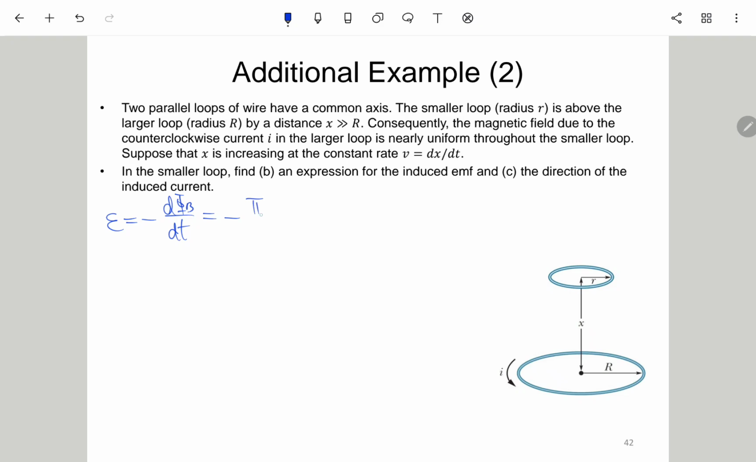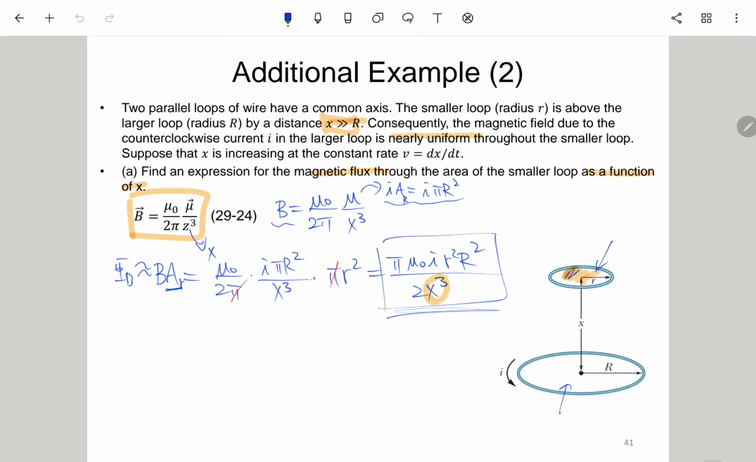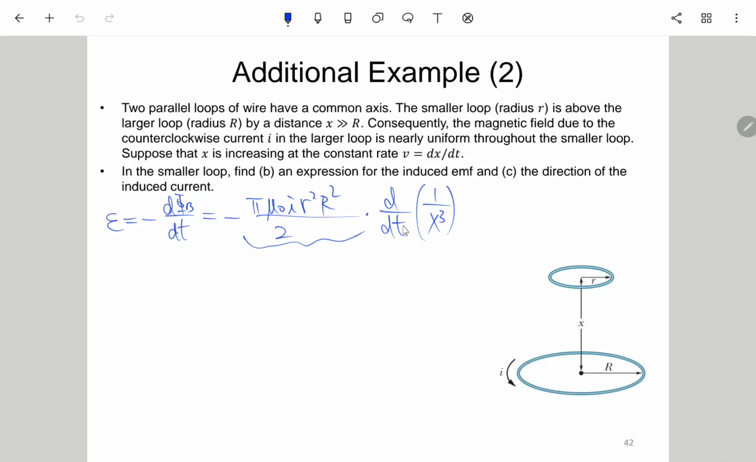So we just put all of them to the front. We have a negative pi mu 0 I small r squared capital R squared over 2, and then we have d dt of 1 over x cubed. All this stuff is constant with respect to time, so we put it in the front, and this x is a function of time, so we need to keep it inside the derivative.